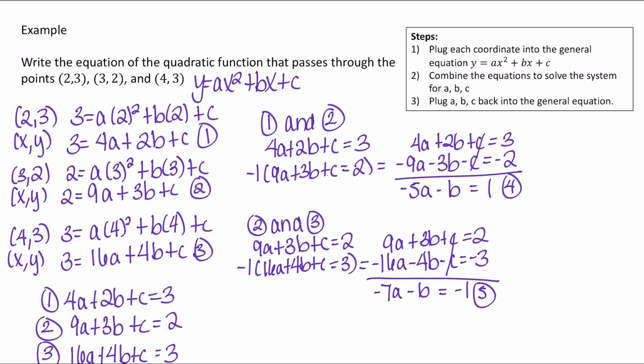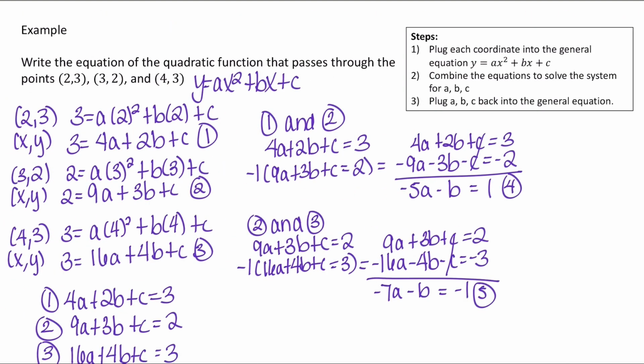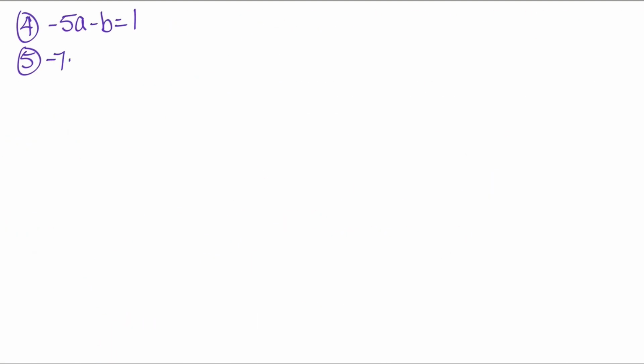So now on the next slide, I'm going to recopy my equations. I have equation 4, which is -5a minus b equals 1, and I have equation 5, which is negative 7a minus b equals negative 1.